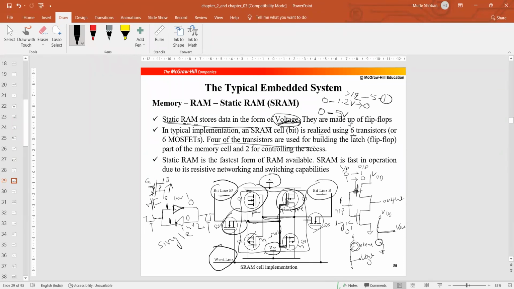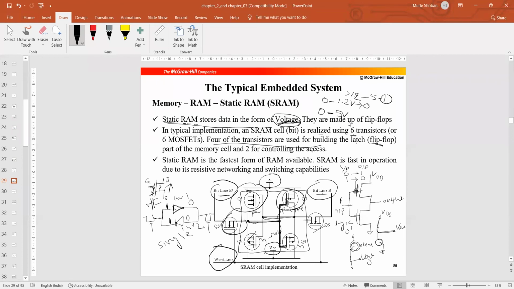4 transistors are used for building the latch. Latch means flip-flop, right? A flip-flop, you know, can store 1 bit at a time, as part of the memory cell, and 2 transistors are for controlling the access.